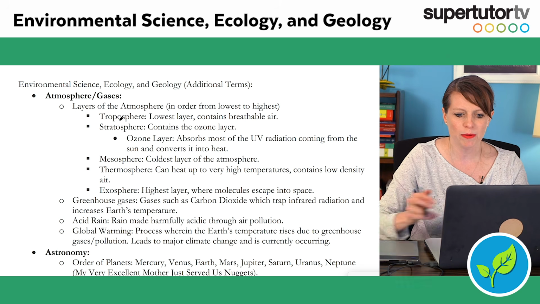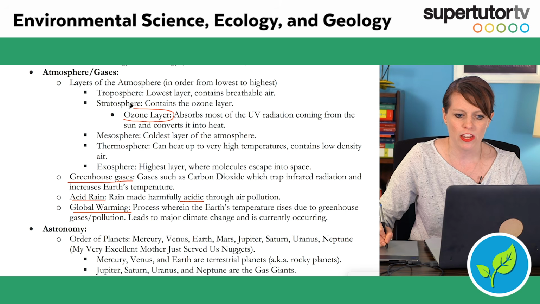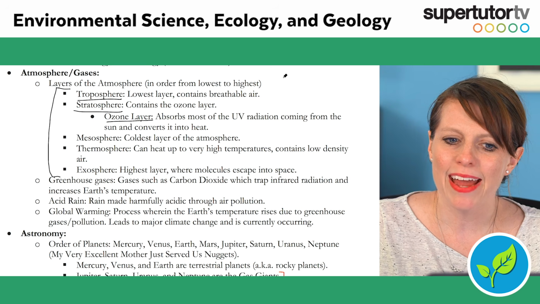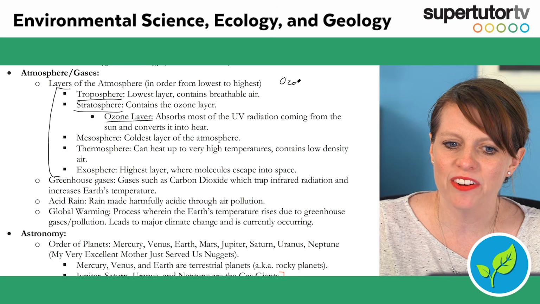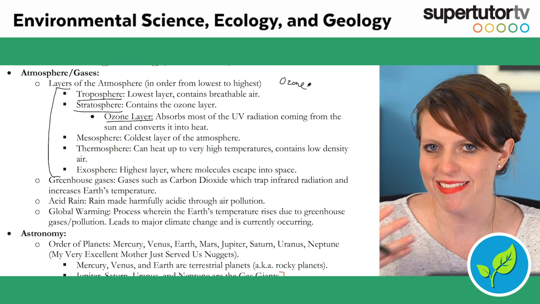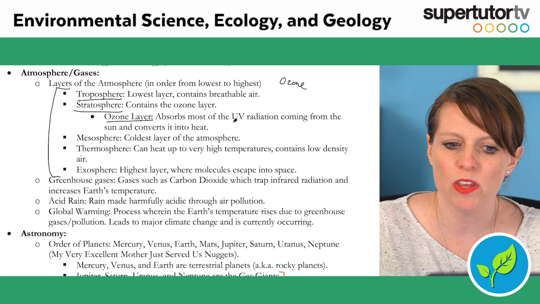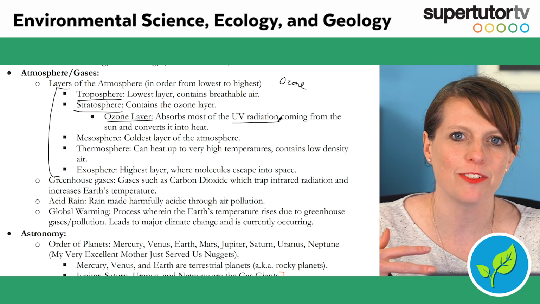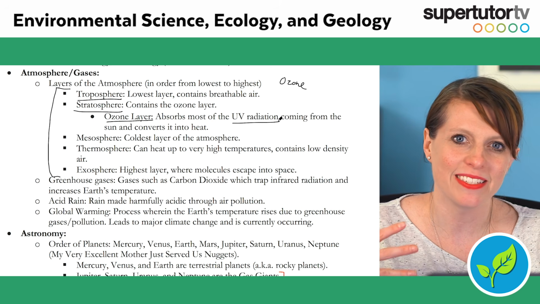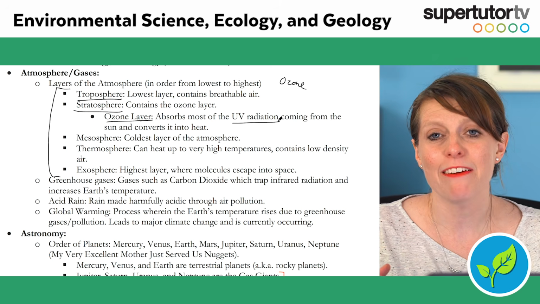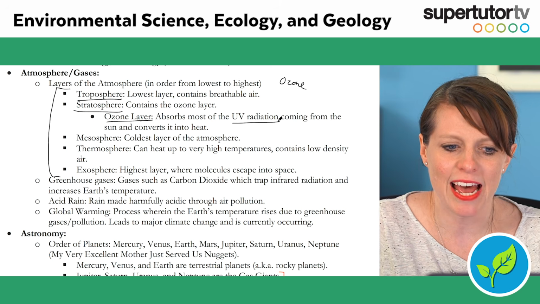Some other things you should know: the ozone layer absorbs most of the UV radiation coming from the sun and converts it into heat. Ozone is bad when it's down here on the ground, where it's harmful to our health and we have to breathe it, but it's actually helpful when it's in the stratosphere because it helps absorb UV radiation. It helps protect us from being totally fried by the sun, and it helps mitigate the effects of global warming and things like that.